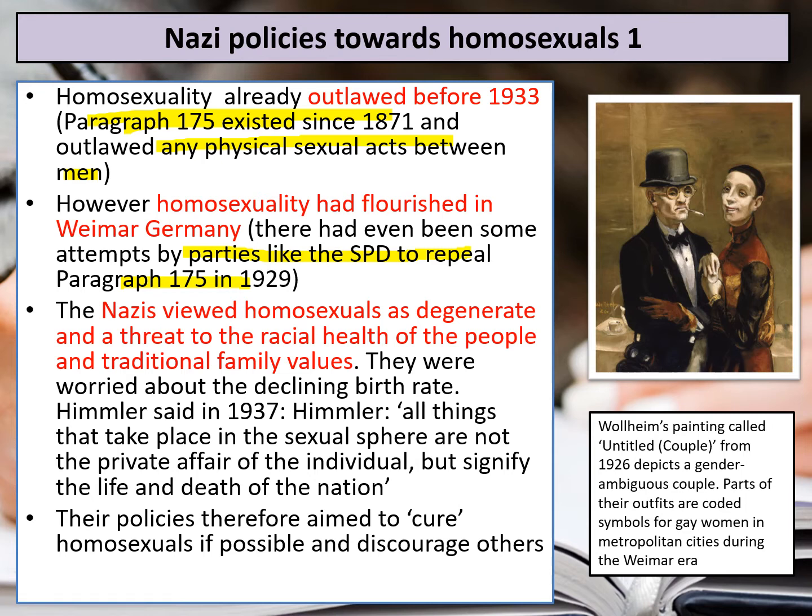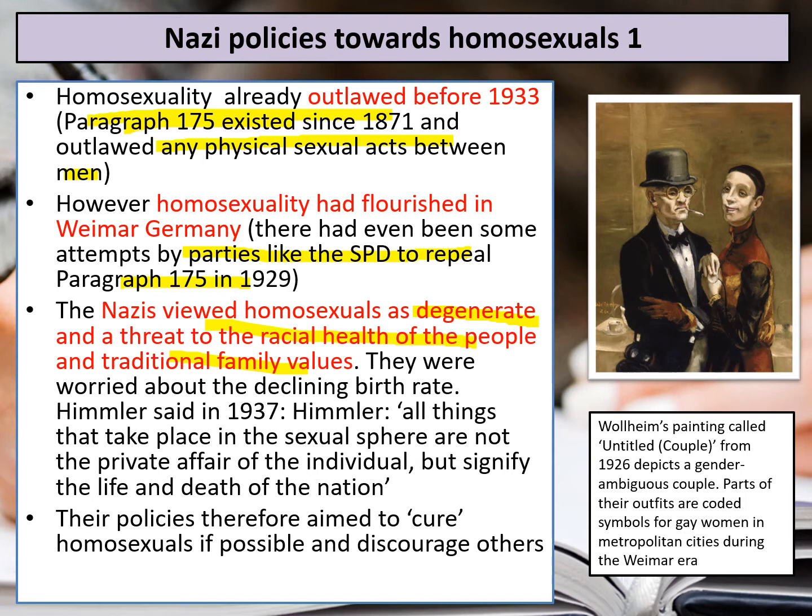Their excuse, their justification, which obviously isn't a real justification, is that they felt that homosexuals were degenerate and a threat to the racial health of the people and their traditional family values. They wanted to try and increase the birth rate, and obviously people being gay would have an impact on how many of these racially pure Nazi children they were going to have.